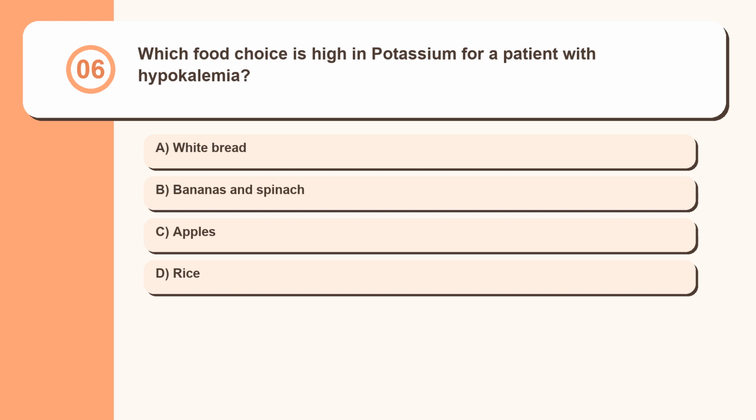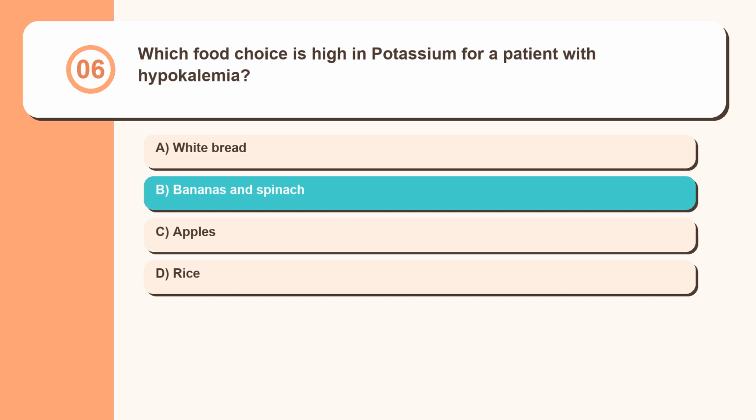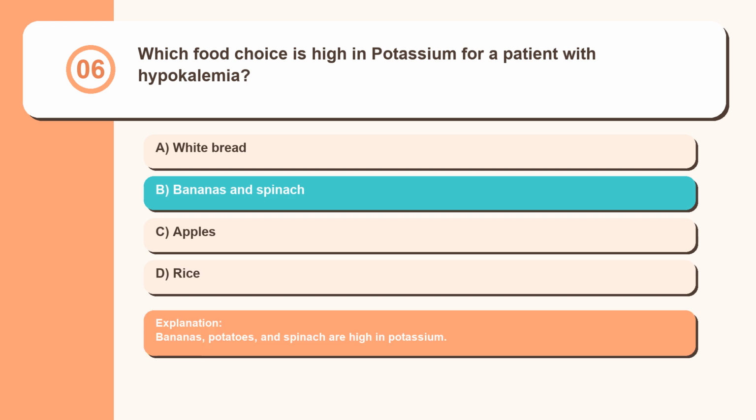Question 6. Which food choice is high in potassium for a patient with hypokalemia? White bread, bananas and spinach, apples, rice. Bananas, potatoes, and spinach are high in potassium.